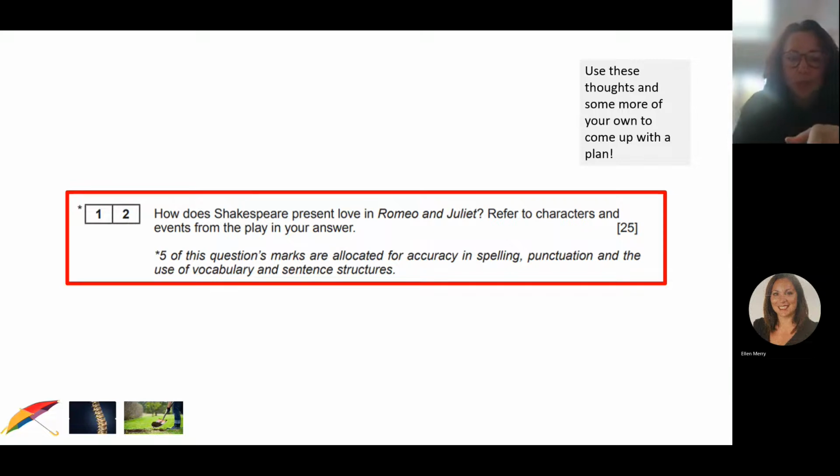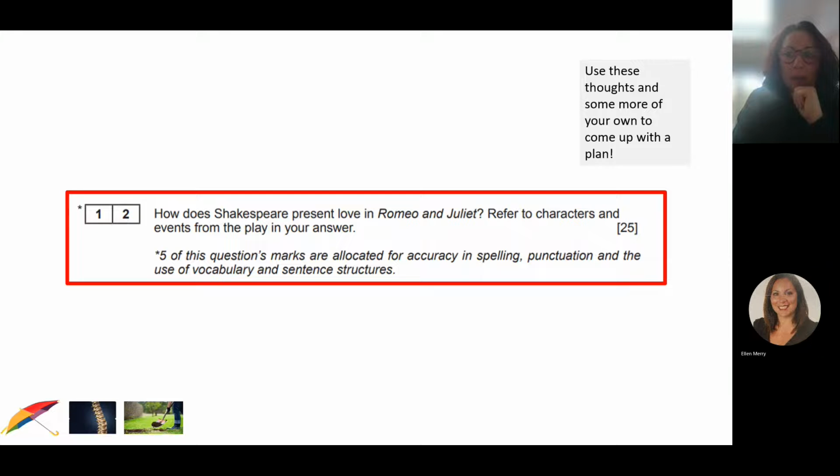For example, love. What different types of love are there within the text Romeo and Juliet? And is there a change in that theme as the text goes on? If the question is a character, how does Shakespeare present Juliet in Romeo and Juliet? You would unpack what the character of Juliet's role is within the text, and does that change throughout the course of the plot? What is the overall impact for her?